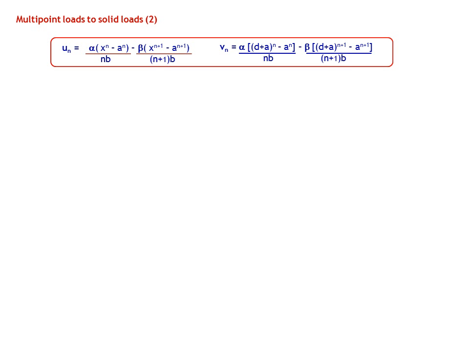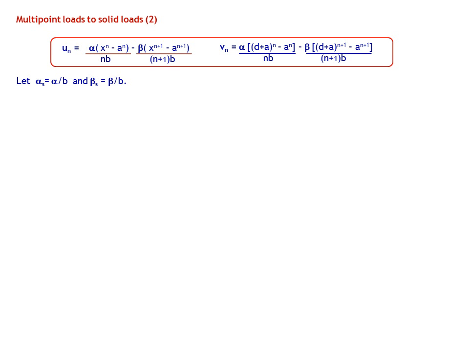At the end of the last slide, we ended with these formulae for un and vn, resulting from taking the limit as b goes to 0. Each term still has a single power of b in the denominator. We can get around this by defining new load parameters for solid loads, alpha s and beta s, which are defined to be equal to alpha over b and beta over b respectively.